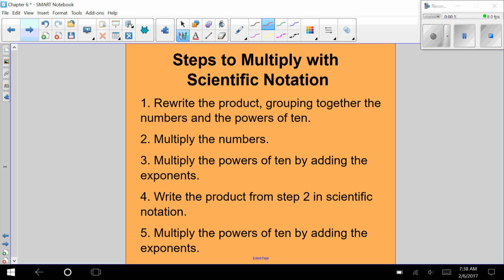So, to multiply with scientific notation, step 1 is rewrite the product, grouping together the numbers and the powers of 10. Step 2 is multiply the numbers. Step 3, multiply the powers of 10 by adding the exponents. Step 4, we have to write the product from step 2 in scientific notation, because it might not always be. And step 5, multiply the powers of 10 again by adding the exponents.